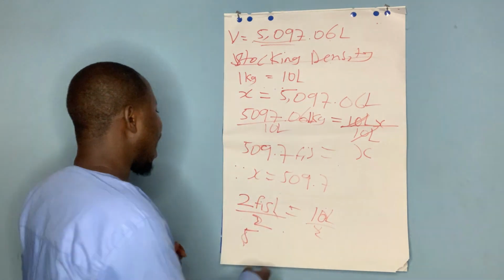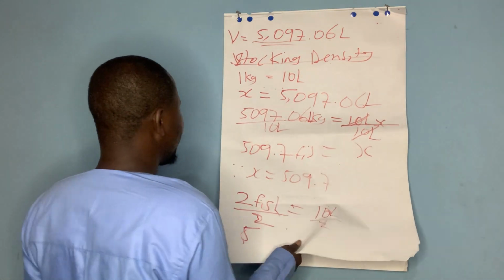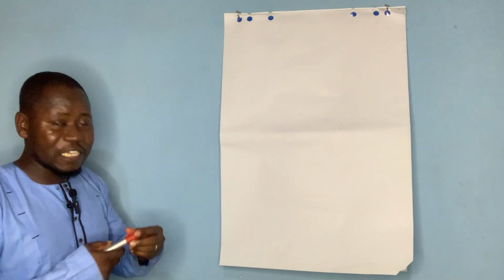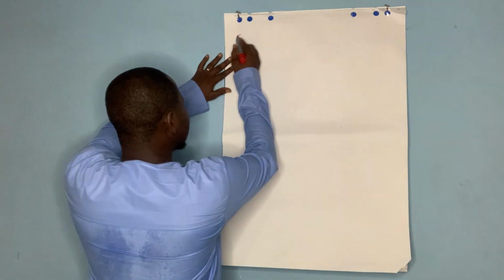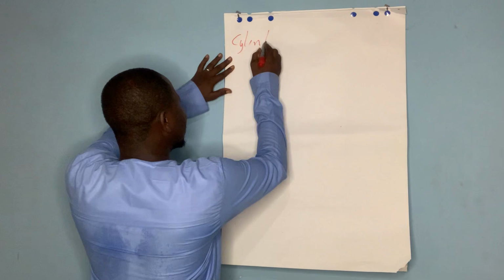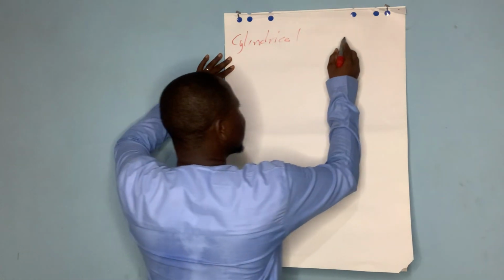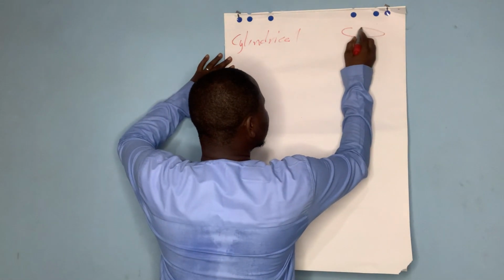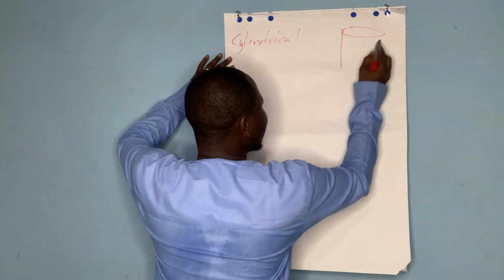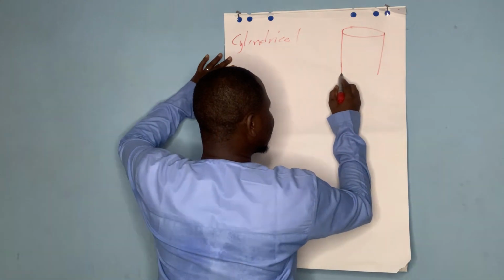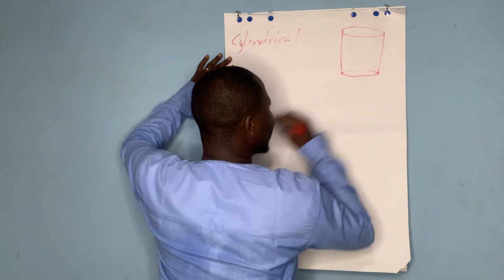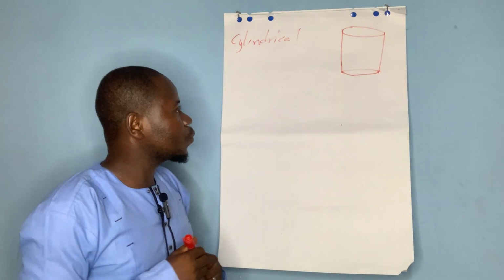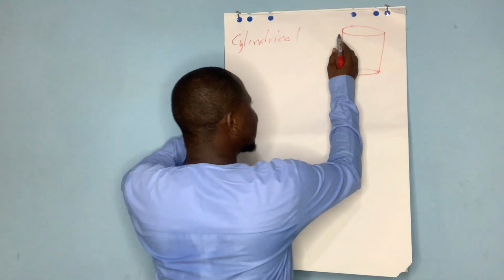Now let's move to how to calculate the cylindrical pond. How to calculate the cylindrical pond. I said earlier, this is a cylindrical pond. So let's say it is like this. I'm not good at drawing, but at least I just want to represent something here. Now, this is the height of the pond.